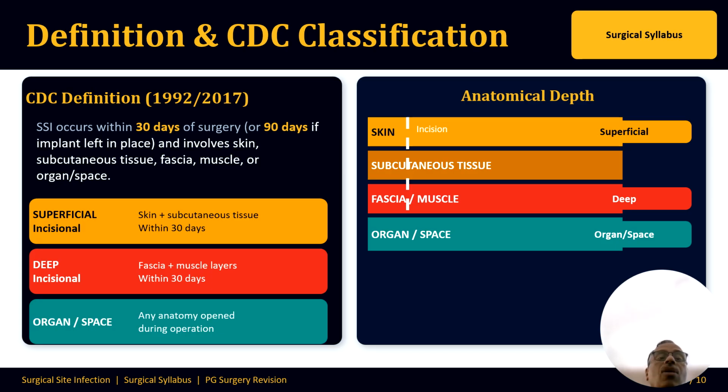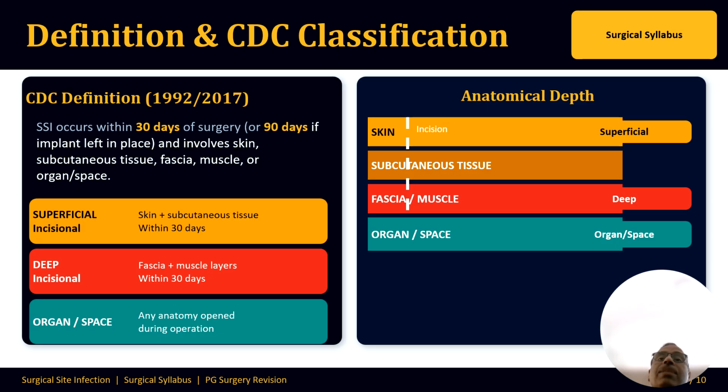And organ or organ space infection would involve any organ or any anatomical cavity opened during surgery. For example, it could be a pleural cavity or even a cranial cavity, or it could even be a peritoneal cavity. So any infection occurring within this organ space would be considered as an organ space infection, which obviously signifies a more severe form of infection.